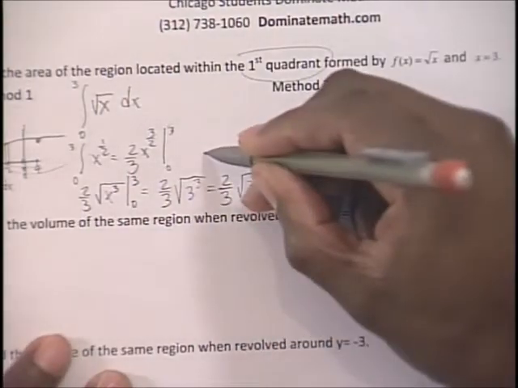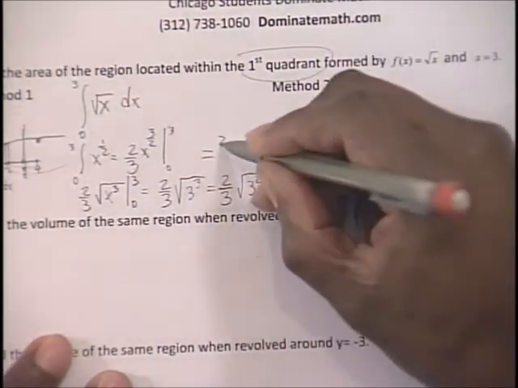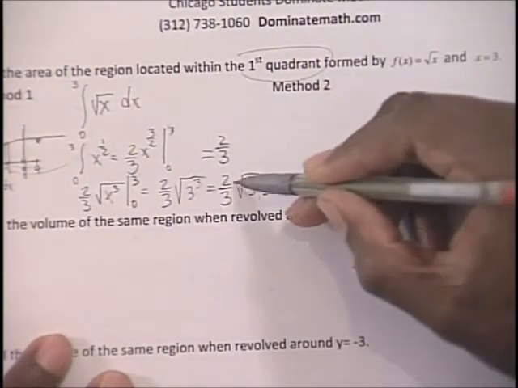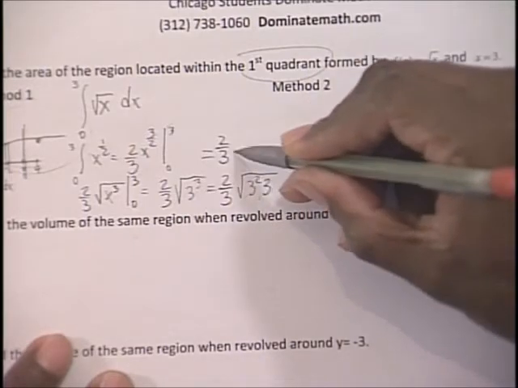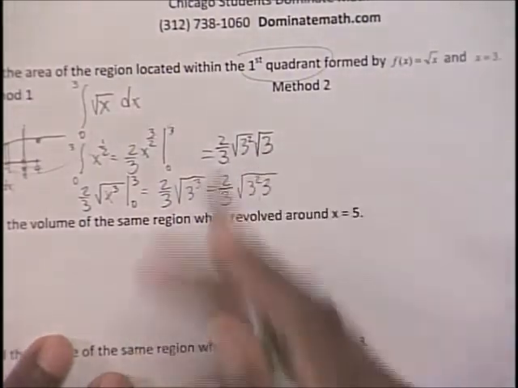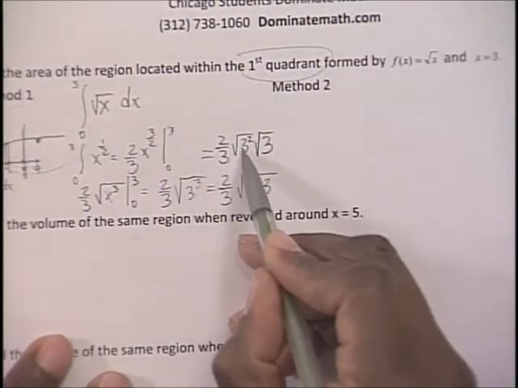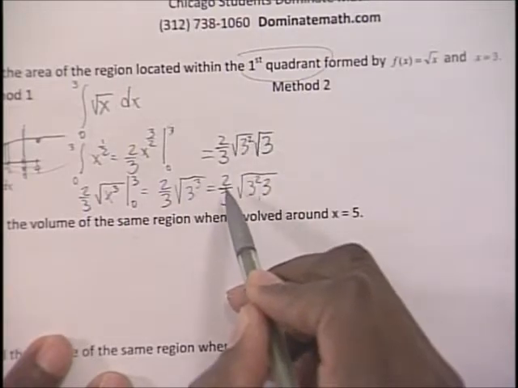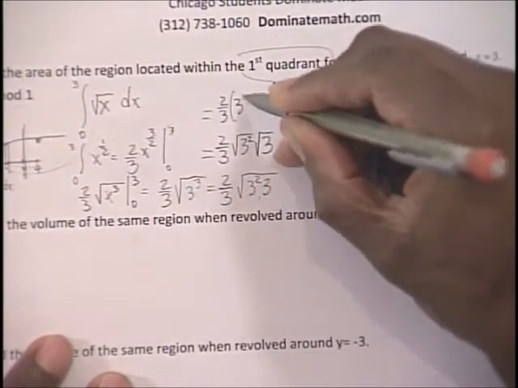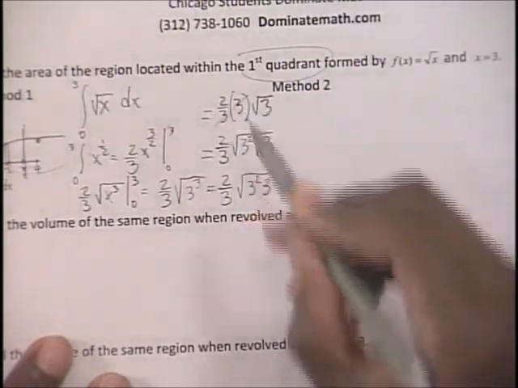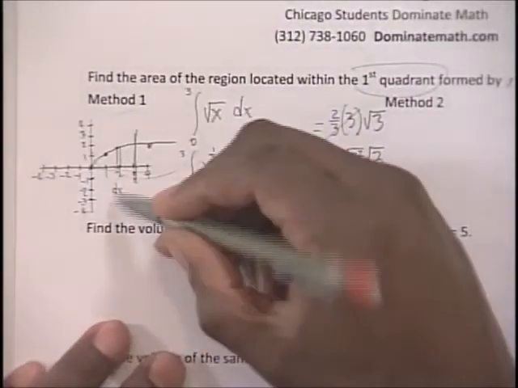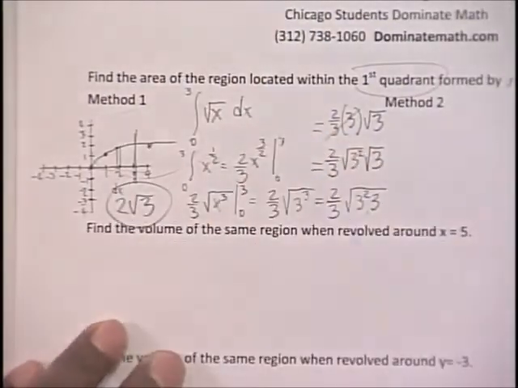All right, so let's continue this problem. You end up with 2/3 times radical 3 squared, times radical 3. You can break up a radical that way. Radical 3 squared is just 3. So this simplified would be 2/3 times 3 times radical 3. The 3's would cancel and you'd end up with 2 radical 3, final answer. So the area of this region is 2 radical 3 units squared.